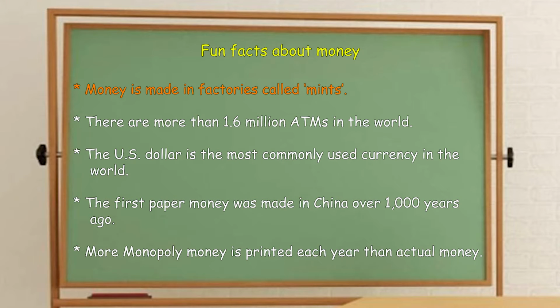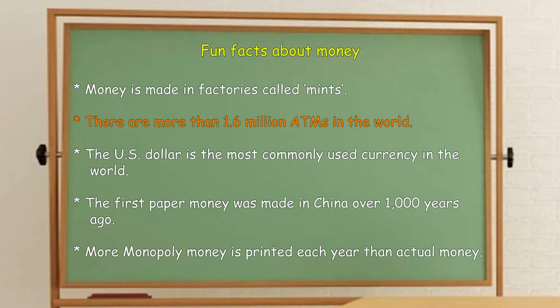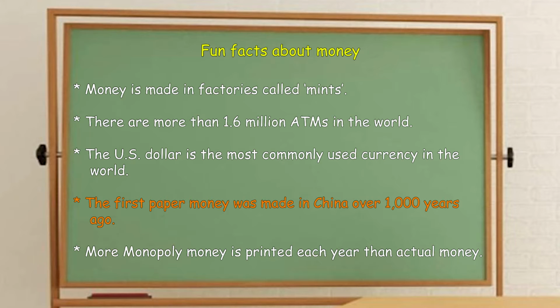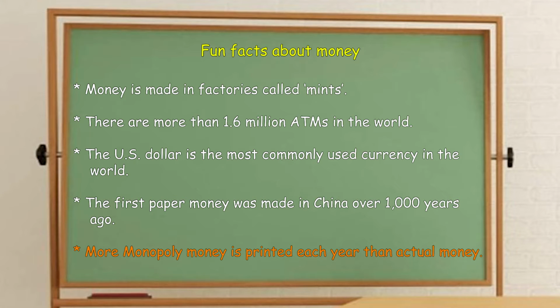Boys and girls, it's trivia time. I'm going to share some fun facts about money with you. Money is made in factories called mints. There are more than 1.6 million ATMs in the world. The US dollar is the most commonly used currency in the world. The first paper money was made in China over 1,000 years ago. More Monopoly money is printed each year than the actual money.